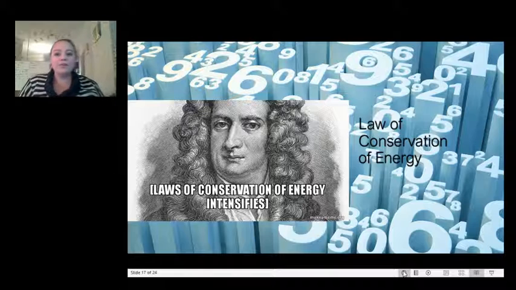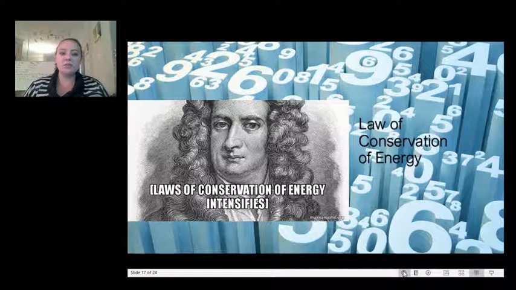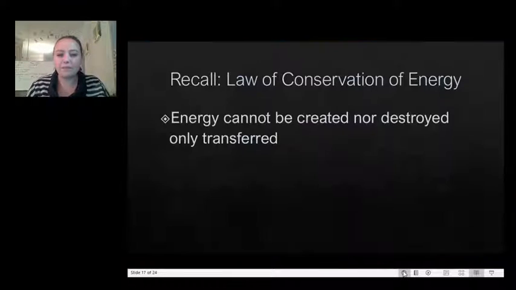So we're going to revisit our law of conservation of energy. And as our good friend Newton says over here, this is when our law of conservation of energy really intensifies. We start adding numbers and start thinking about what this means in terms of math.